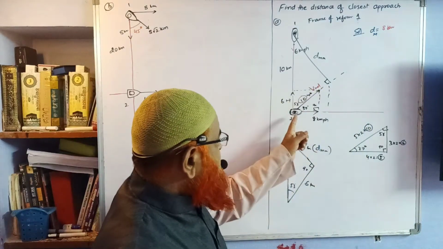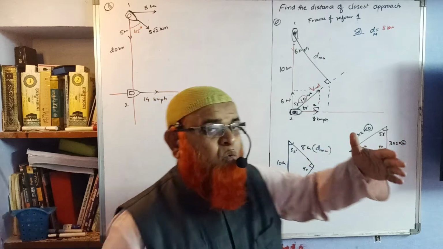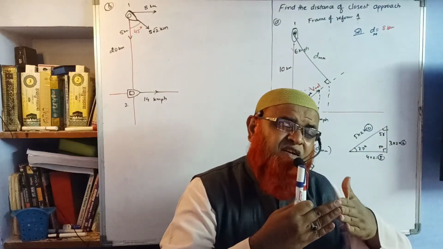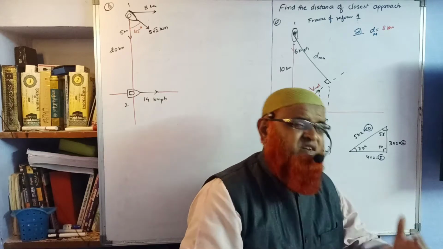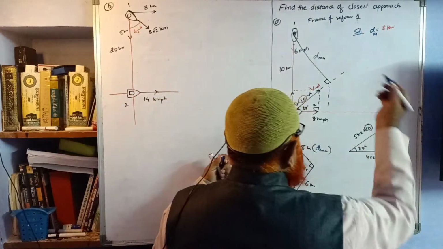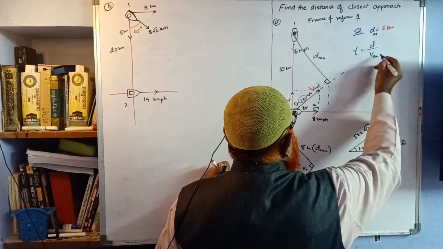For example, this boat started here, this boat started here. What time will it take so that they reach the distance of closest approach? That time also you need to find out here. How are you going to find the time here? So time is equal to distance by relative velocity.